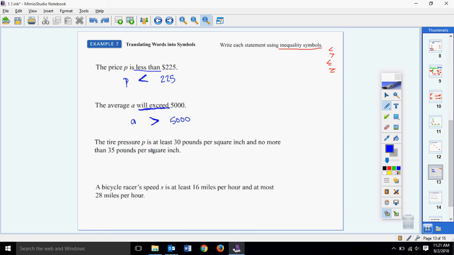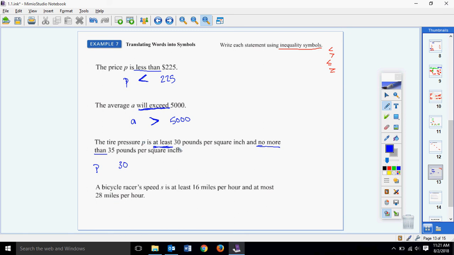All right, let's check 3. The tire pressure P is at least 30 pounds per square inch, and no more than 35 pounds. At least is a keyword. Okay, so how can I have 2 numbers and a letter? Well, think back to algebra. We had things called compound inequalities. They were 2 inequalities smushed into 1. So I'm going to first write this as 2 separate inequalities, and then combine it into a compound. So let's start with the 30 pounds. So I have P and 30.